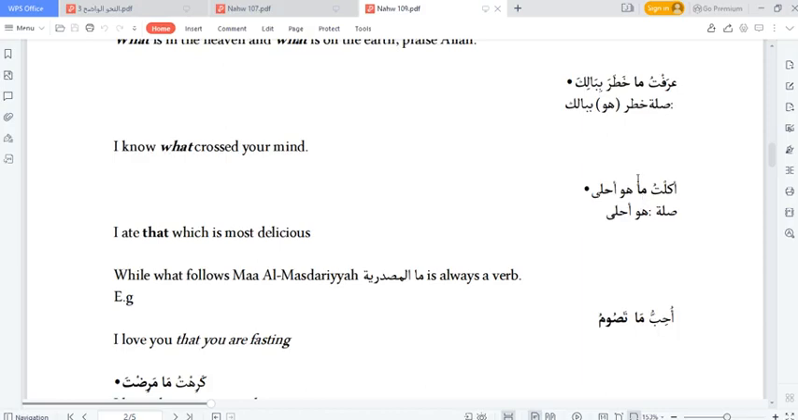Akaltu ma huwa ahla. I ate what, or I ate that which is most delicious. Definitely, this is explicit. It is this huwa that is going back to the ma. So silatul mawsul is what? Huwa ahla, is delicious. So I ate what is delicious.